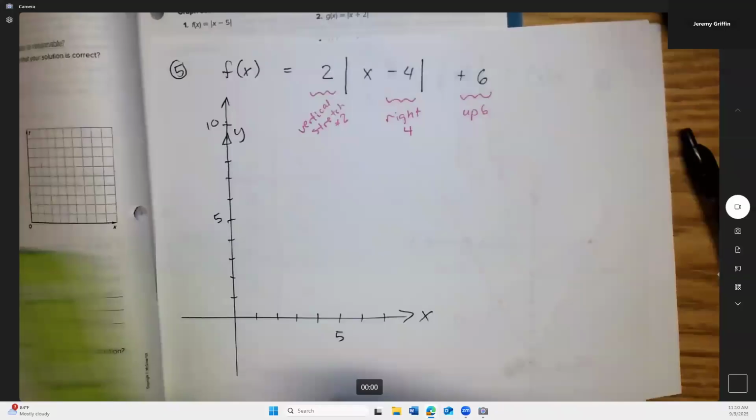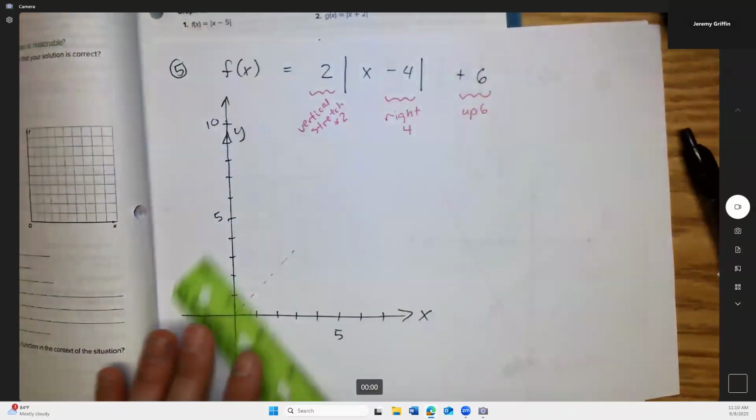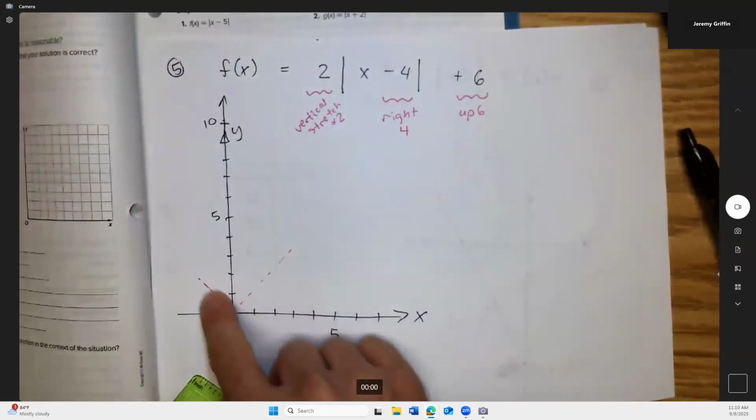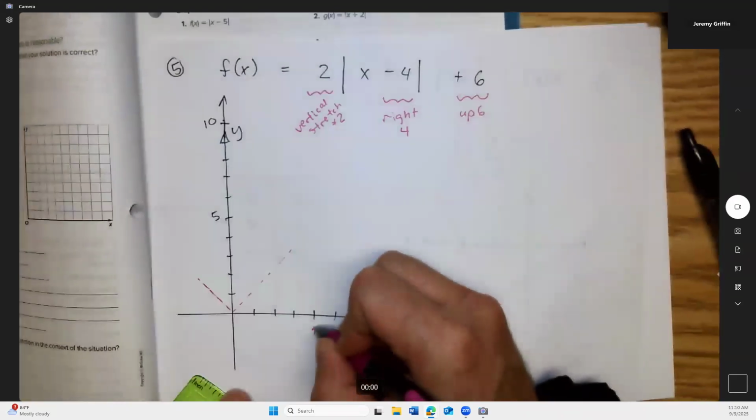Okay. So starting with the parent function, absolute value of x looks kind of like this. Dash, dash, dash, dash, dash. Okay. There's my y equals absolute value of x. I should shift that to the right 4. That's right here.